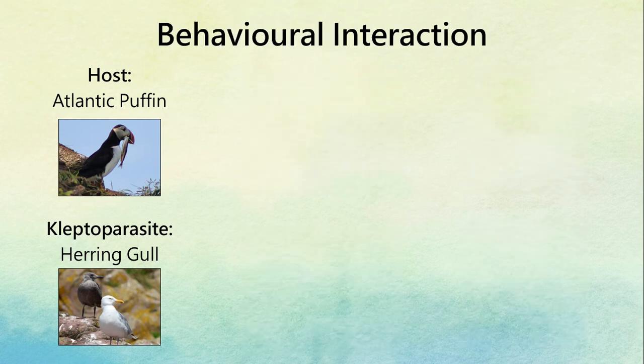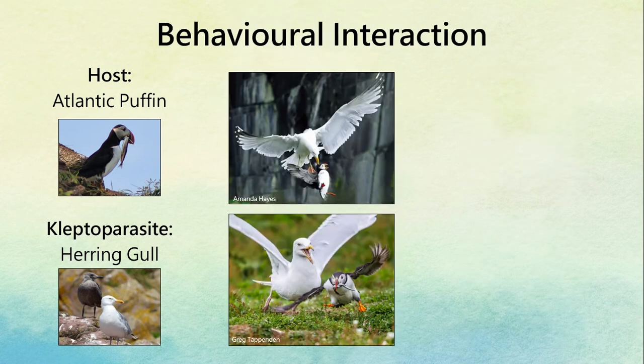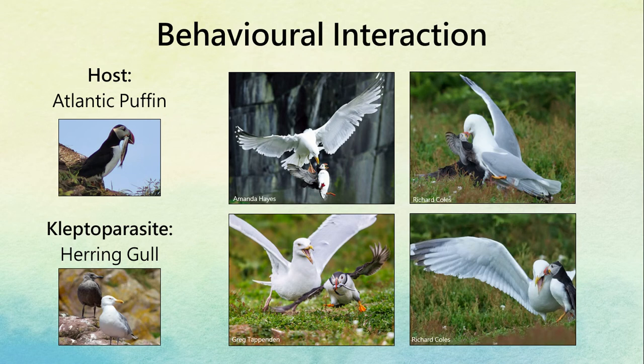So what does this really look like? Well, it's a very physical interaction. The gulls sometimes make physical contact with the puffin, shake them up, and grab their fish from them. Sometimes the gulls just chase or lunge at the puffins. But puffins do have a little bit of a defense. They have very strong bills and also really strong claws.